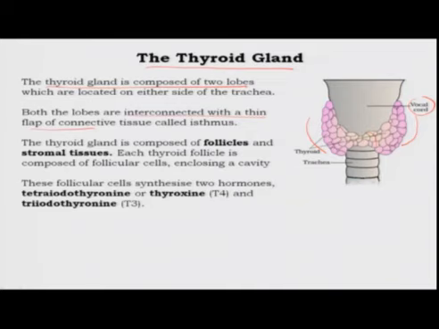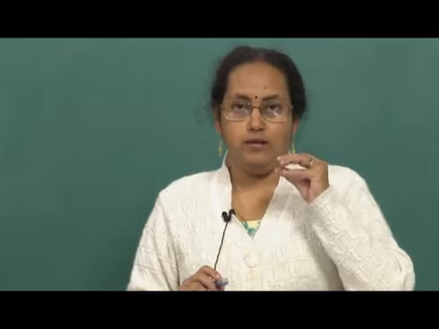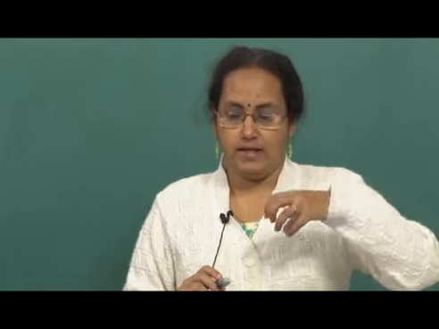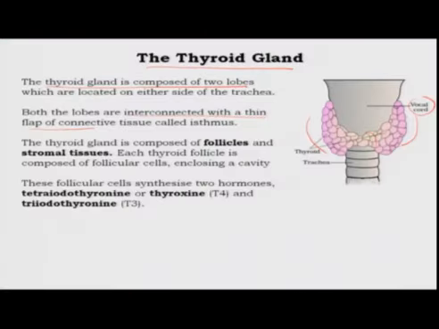Now, the thyroid gland is composed of follicles. All glands have cells which secrete the hormones, and then there is a lumen, where this substance is collected and then secreted out into the blood. So, each thyroid follicle is composed of follicular cells which enclose a cavity. These follicular cells synthesize two hormones.